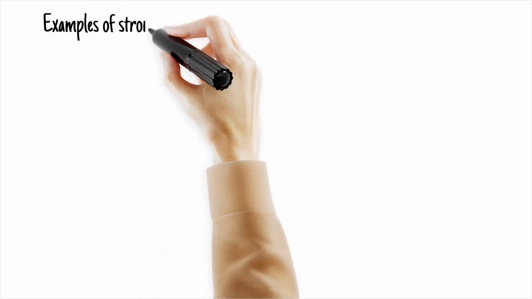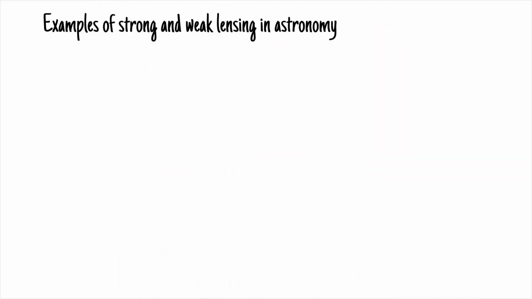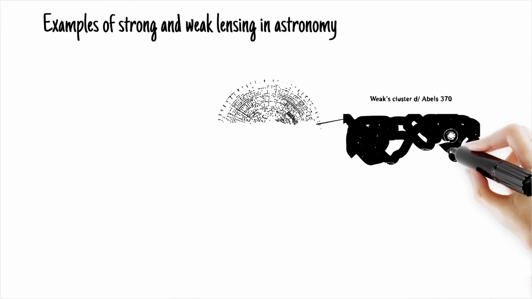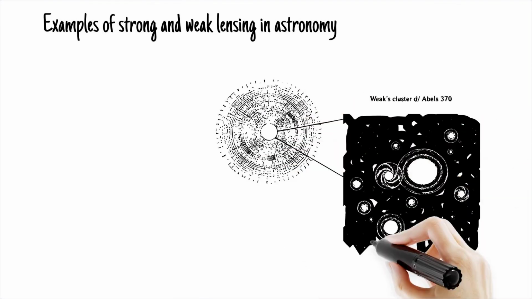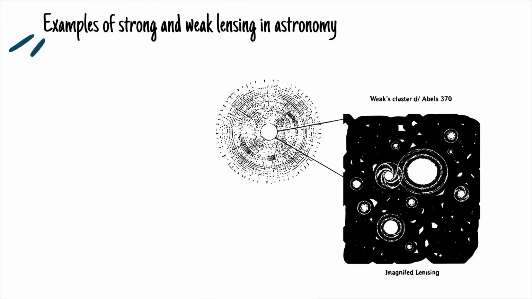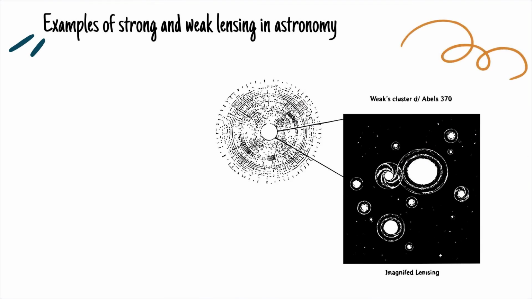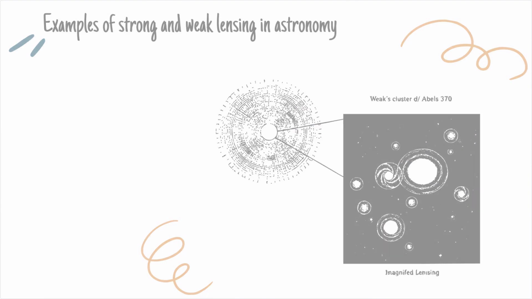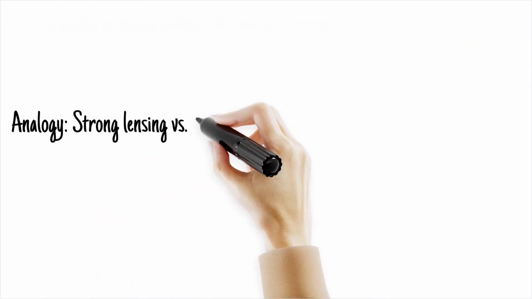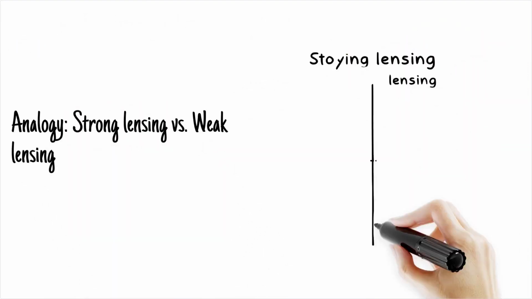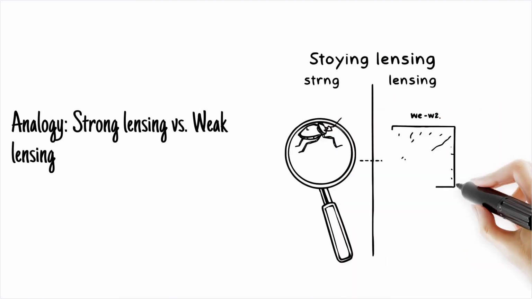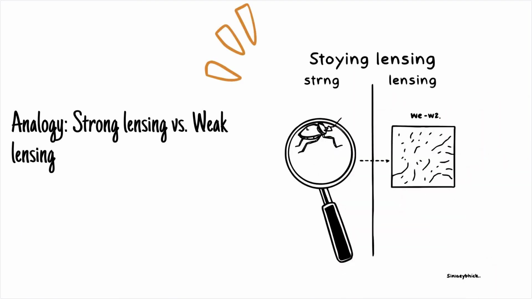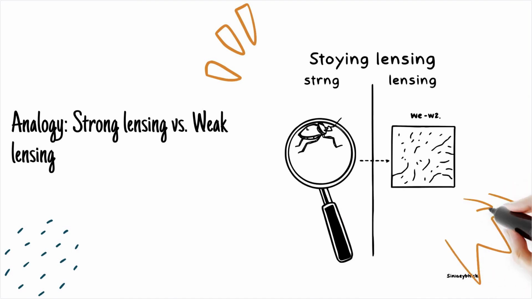Weak lensing studies of the cosmic microwave background reveal the distribution of dark matter across the universe, while strong lensing of the galaxy cluster Abell 370 uncovered multiple magnified images of a distant galaxy. Strong lensing is like using a magnifying glass to inspect a bug, while weak lensing is like noticing a slight blur in a photo that reveals the presence of subtle distortions.